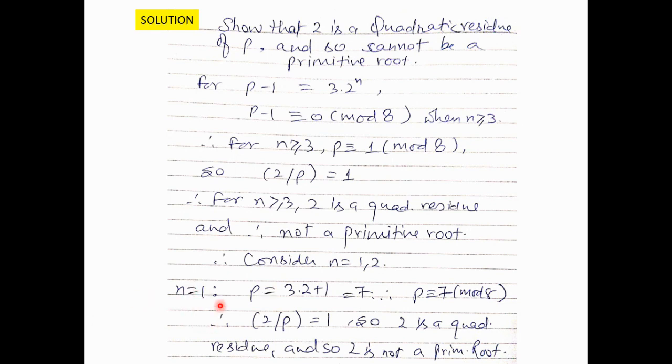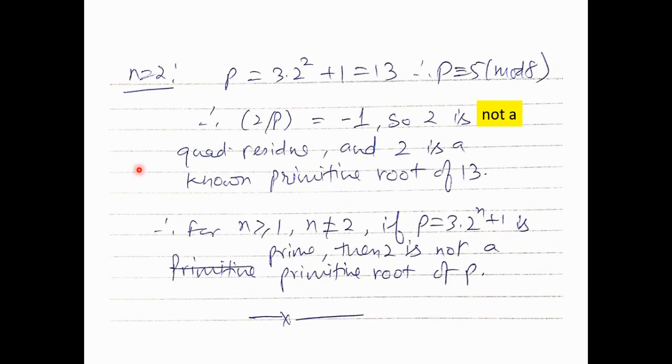So for n equal to 1, p is 3 into 2 plus 1, which is 6 plus 1, that is 7. Therefore, p is congruent to 7 modulo 8. Therefore, 2 upon p is 1. That means 2 is a quadratic residue, and so 2 cannot be a primitive root. So this is done here. Now for n equal to 2, p will be 3 into 2 squared plus 1, which is 13. Therefore, p is congruent to 5 modulo 8. Therefore, 2 upon p is minus 1.